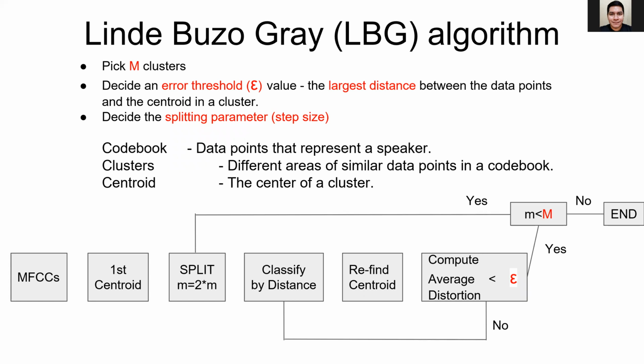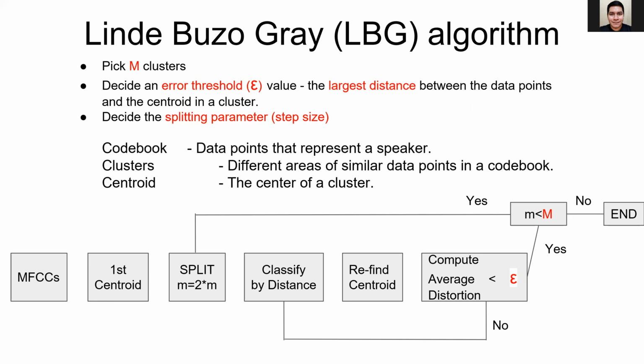It is guaranteed that the distortion from one iteration to the next one will not increase. So what we do is we pick M clusters, and we decide an error threshold epsilon value that represents the largest distance between the data points and the centroid in the cluster. We also decide the splitting parameter, which is related to the rule of the LBG algorithm. So how does the LBG algorithm work?